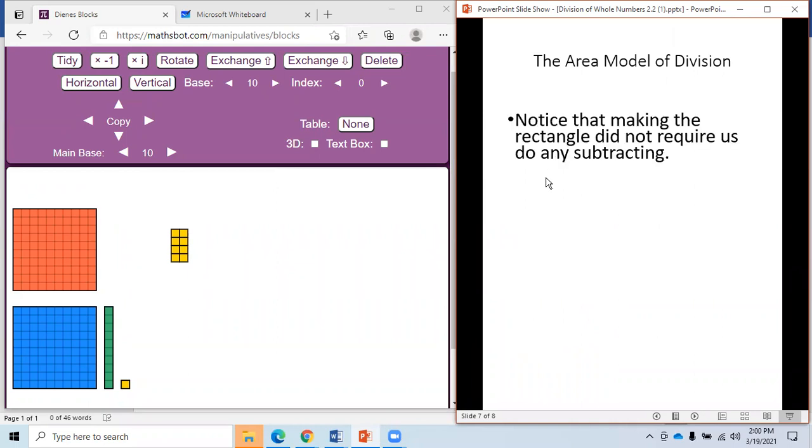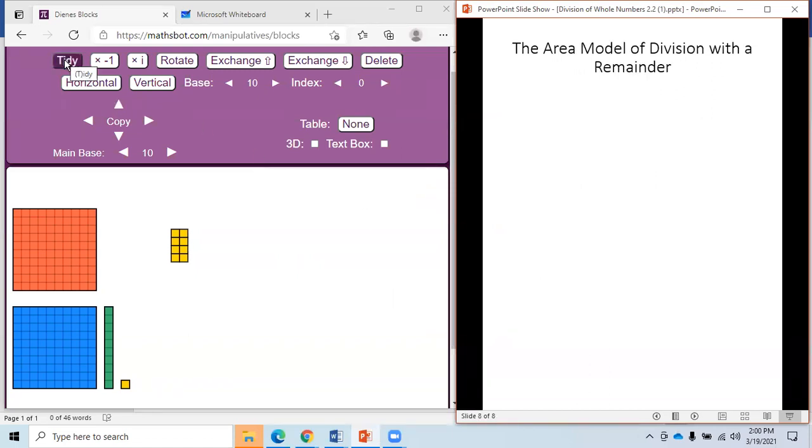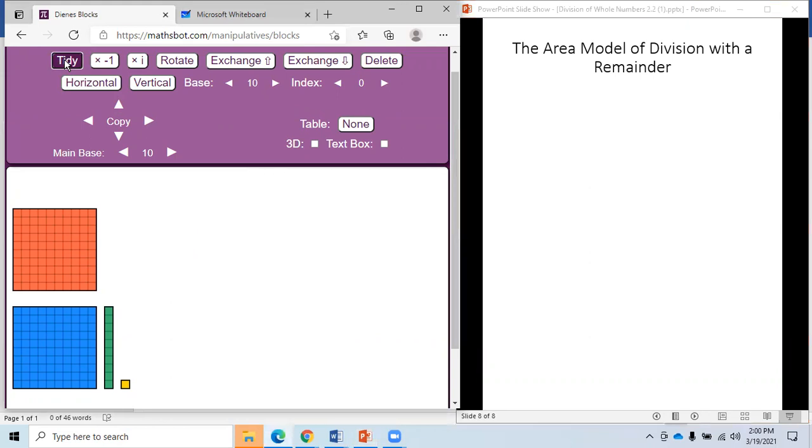Let's think about this. Notice that making the rectangle did not require us to do any subtracting. We just needed to see that all the rows were equal and that all of the units had been used. The quotient was known once a single row was counted. We have another case though. What happens if I have units or blocks, but I can't arrange them into a rectangle?